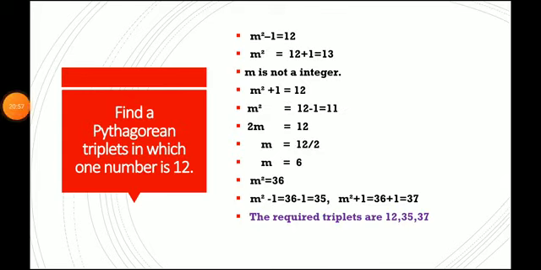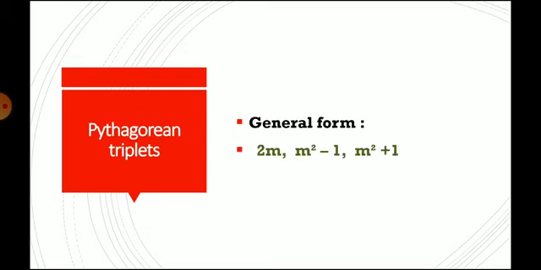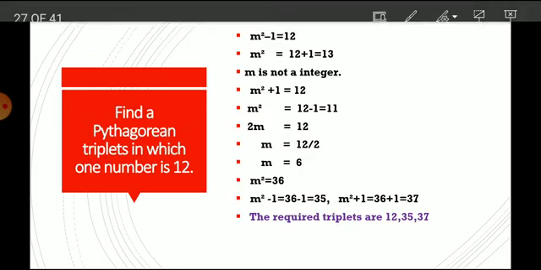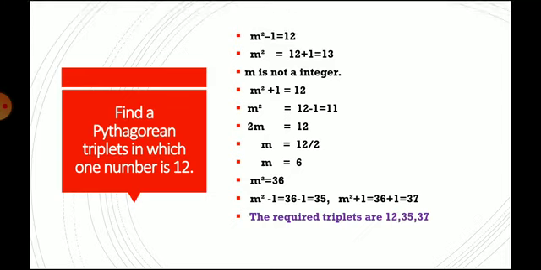Yes, see, find a Pythagorean triplet in which one number is 12. First I want to take the formula, the general form: 2m, m square minus 1, then m square plus 1. Okay, yes, see, m square minus 1, here we should take, which is equal to 12. So m square equals 12, the minus 1 goes to the opposite side with the opposite sign. So 12 plus 1, which is equal to 13.